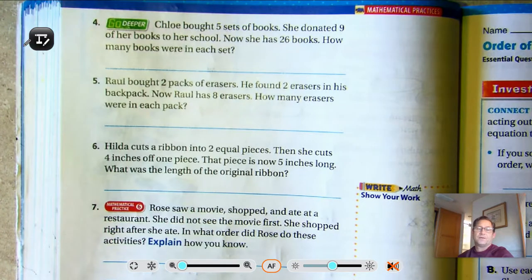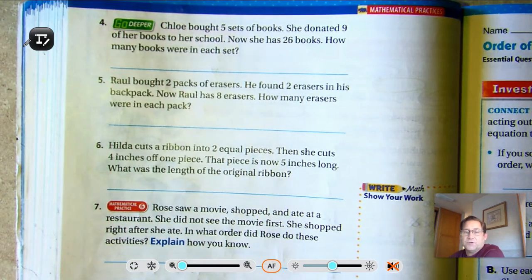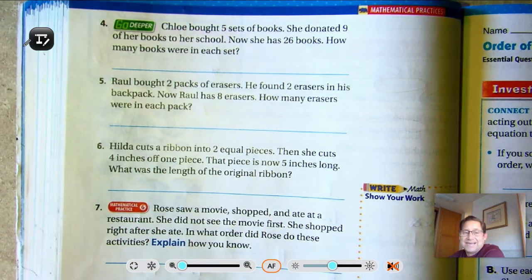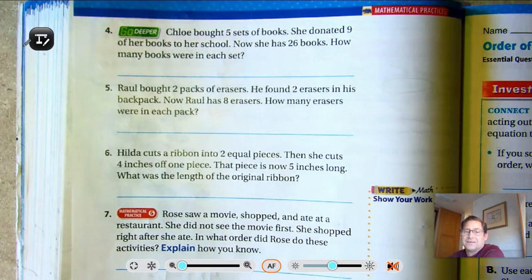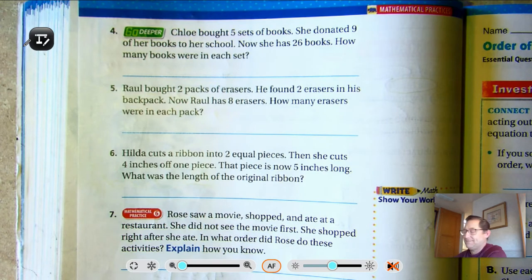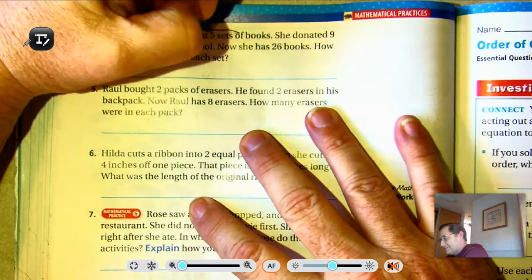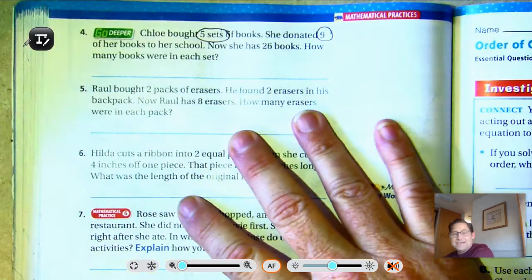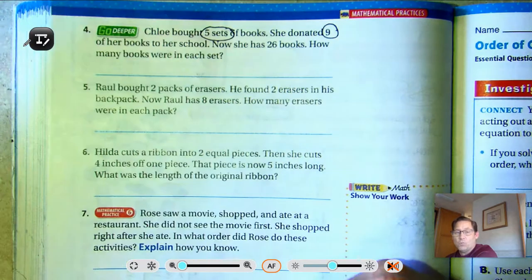Okay, number 4. Chloe bought 5 sets of books. She donated 9 of her books to her school. Now she has 26 books. How many books were in each set? 5 sets. She donated 9. Donated means to give away.